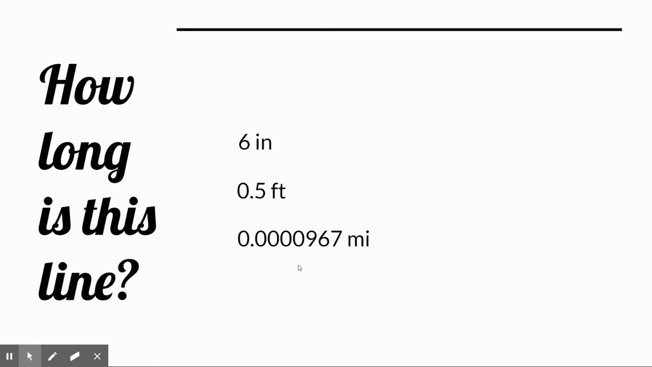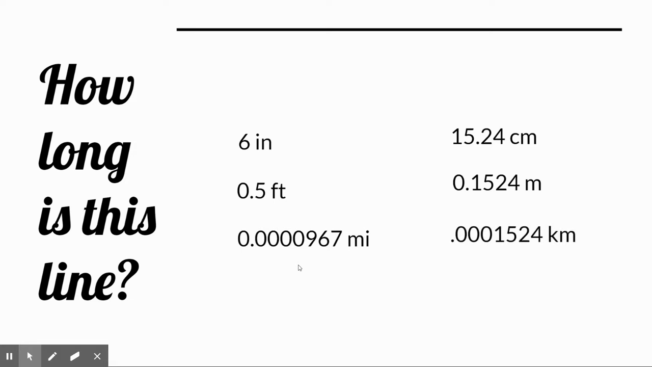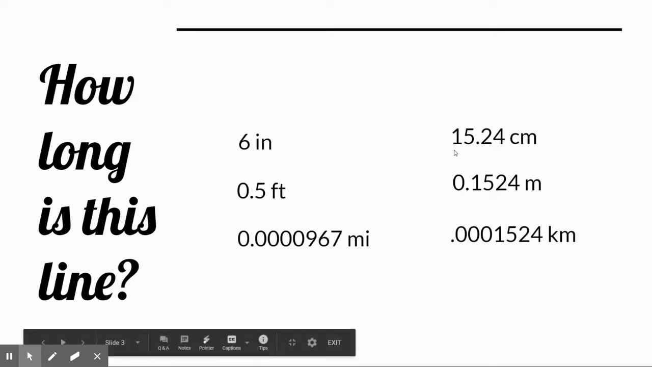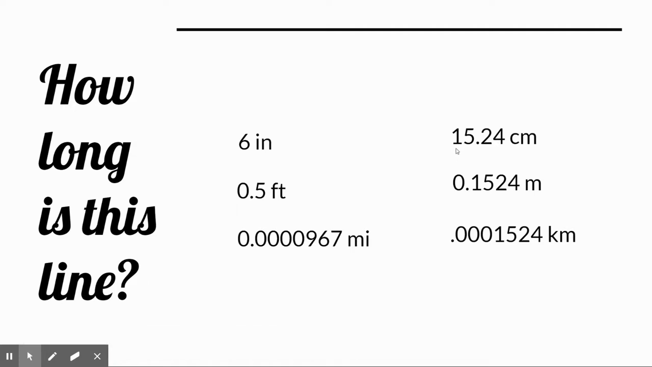And so there's another way to do that. We could use the metric system. So we could measure that exact same line and we could say it's 15.24 centimeters. We could also say it's 0.1524 meters, or we could say it's 0.0001524 kilometers. If you look at each of these numbers here, they all have the digits in common. So each of these numbers has a 1524 in it. The only difference is where the decimal place is.